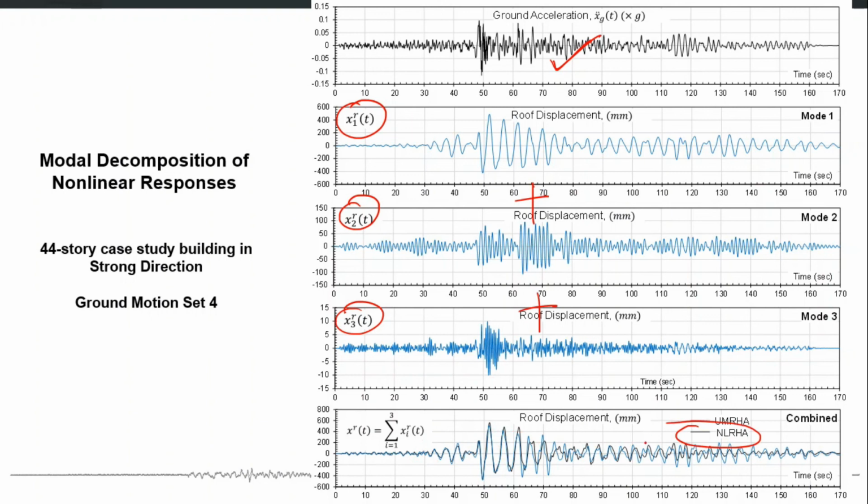So the black line is the direct integration nonlinear time history analysis roof displacement, and the blue line is the superposition of the first three vibration modes as determined from the UMRHA procedure, and you can see that the peaks are matching well and also the overall trend in the time history is matching. Obviously there is a mismatch at several locations, but that may be attributed to the assumptions which make the UMRHA procedure an approximate method.